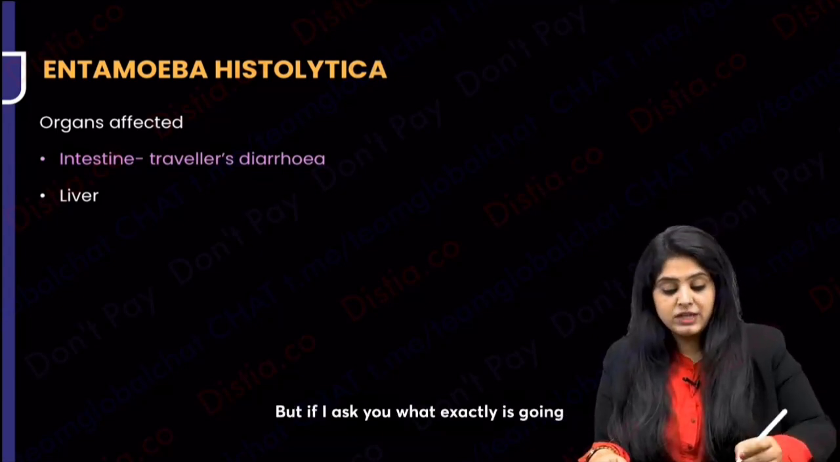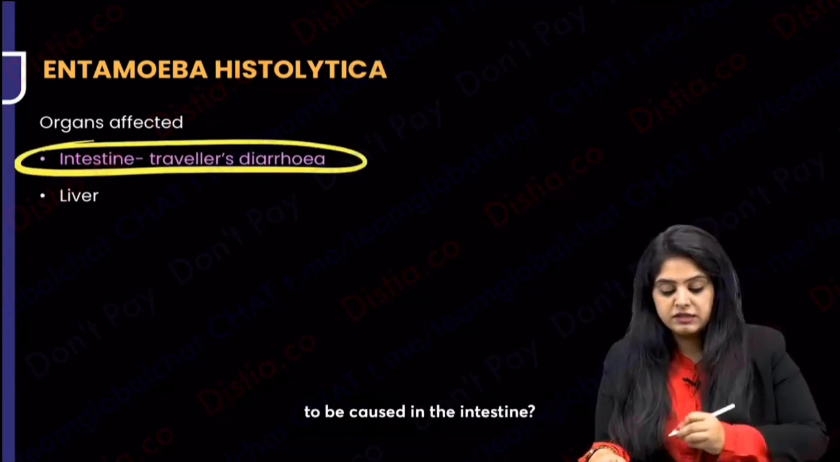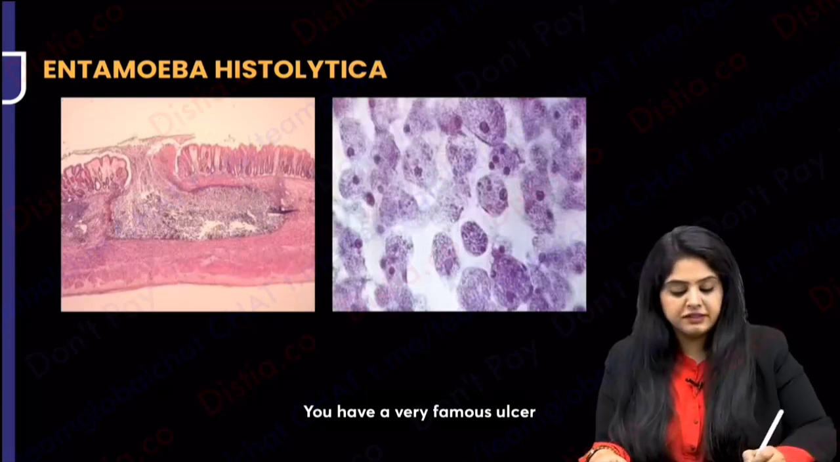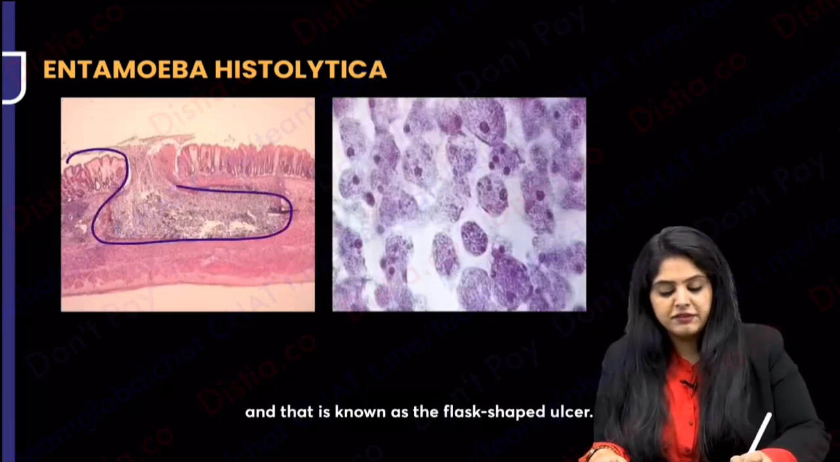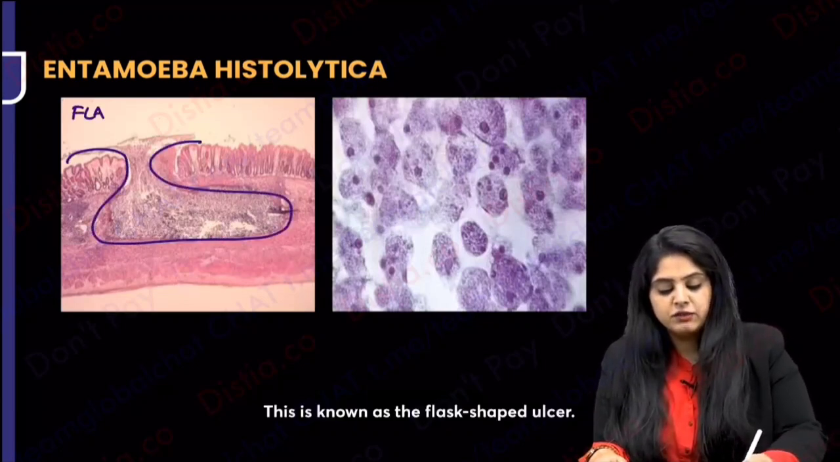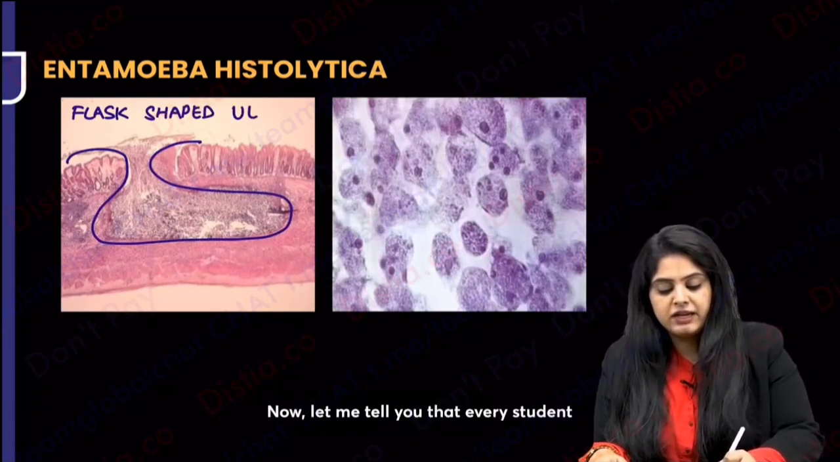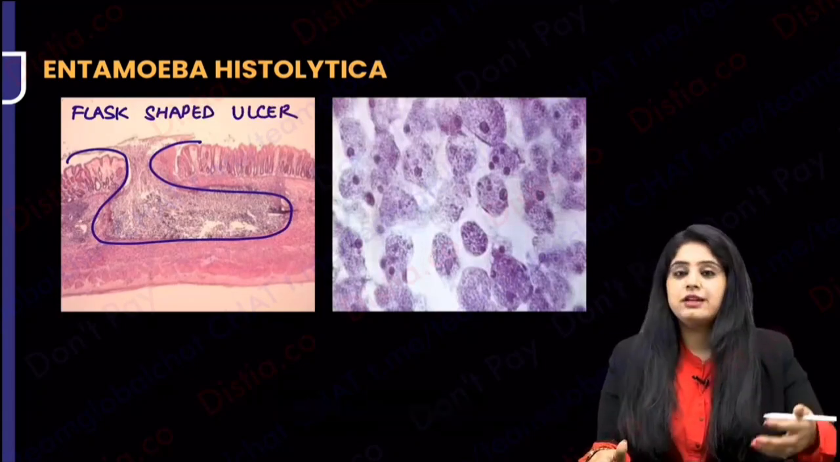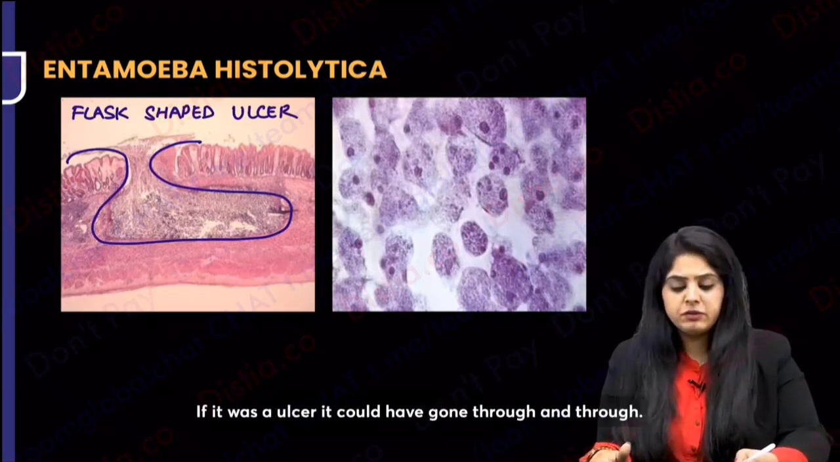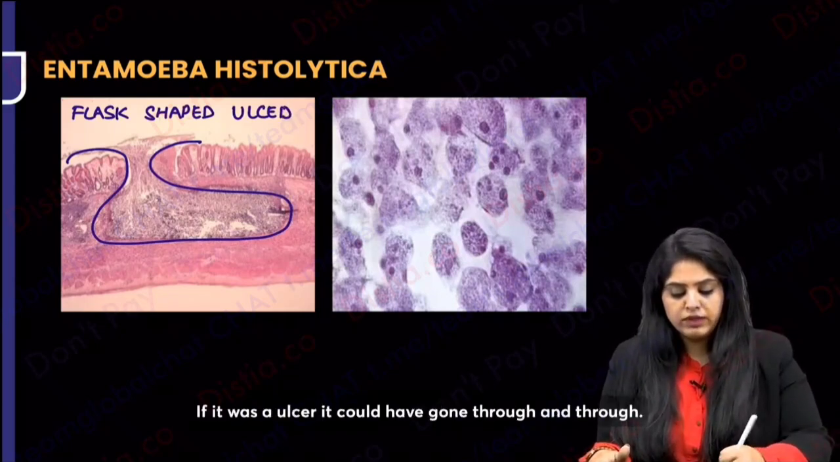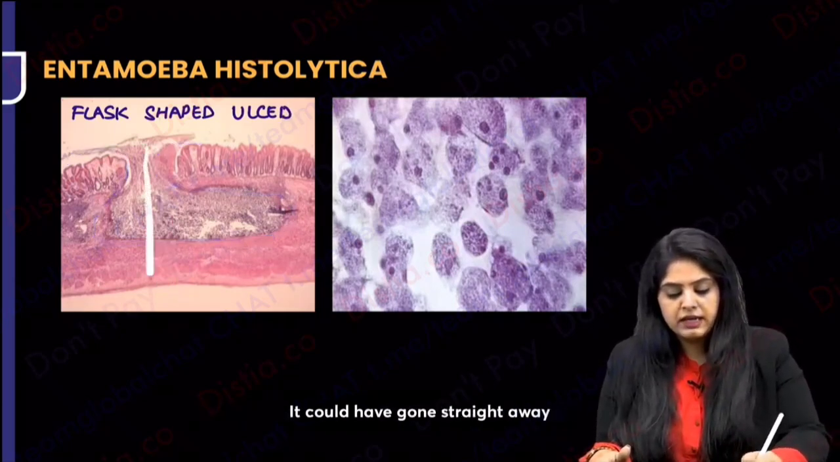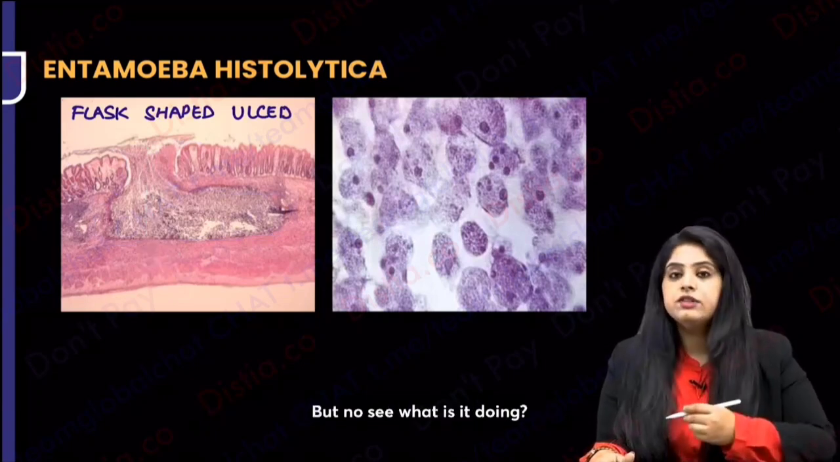But if I ask you what exactly is going to be caused in the intestine, you have a very famous ulcer, and that is known as the flask-shaped ulcer. Now let me tell you that every student tends to ask me, why flask-shaped? If it was an ulcer, it could have gone straight through and through. But no, see, what is it doing?